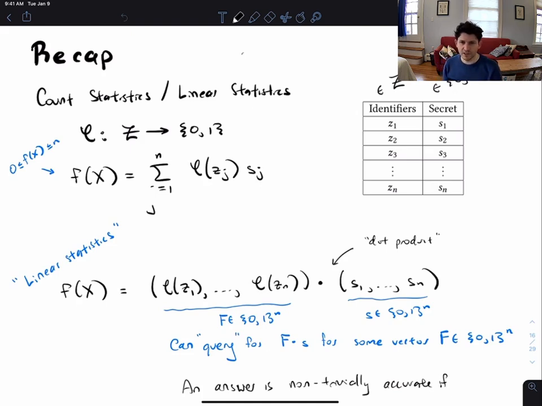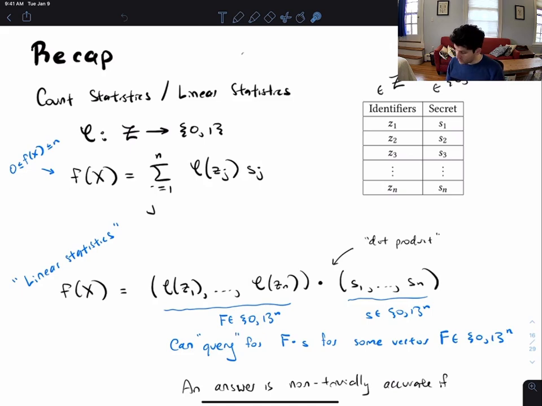And the reason these are sometimes called linear statistics is because each query can be represented as the dot product between the vector of secret bits, which is what's on the right, and the vector which says for each record in the data set, does phi evaluate to 1 on that record? So you can think of this as being an indicator vector that says which of the records are in the subset and which are not. Okay, so what this means is that this model lets us ask queries of the form: tell me the inner product between the secret vector S and some vector F that we're going to choose.